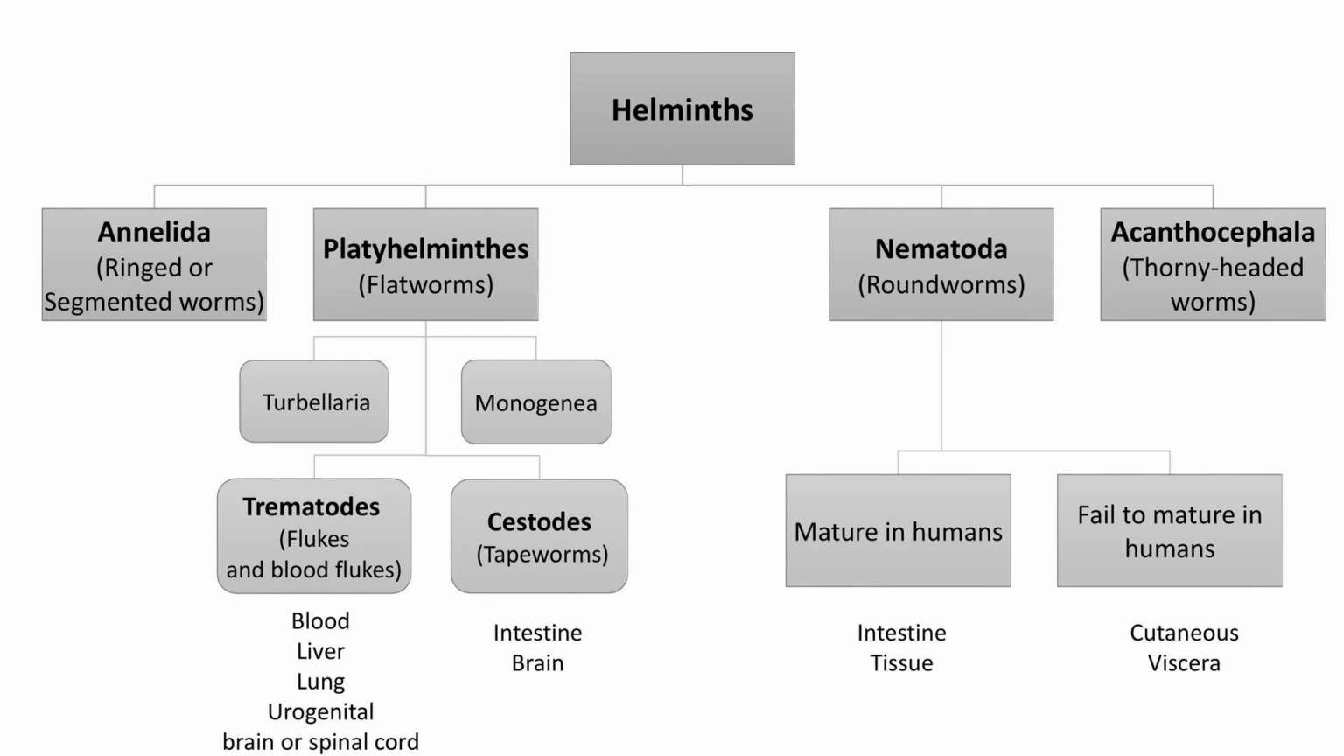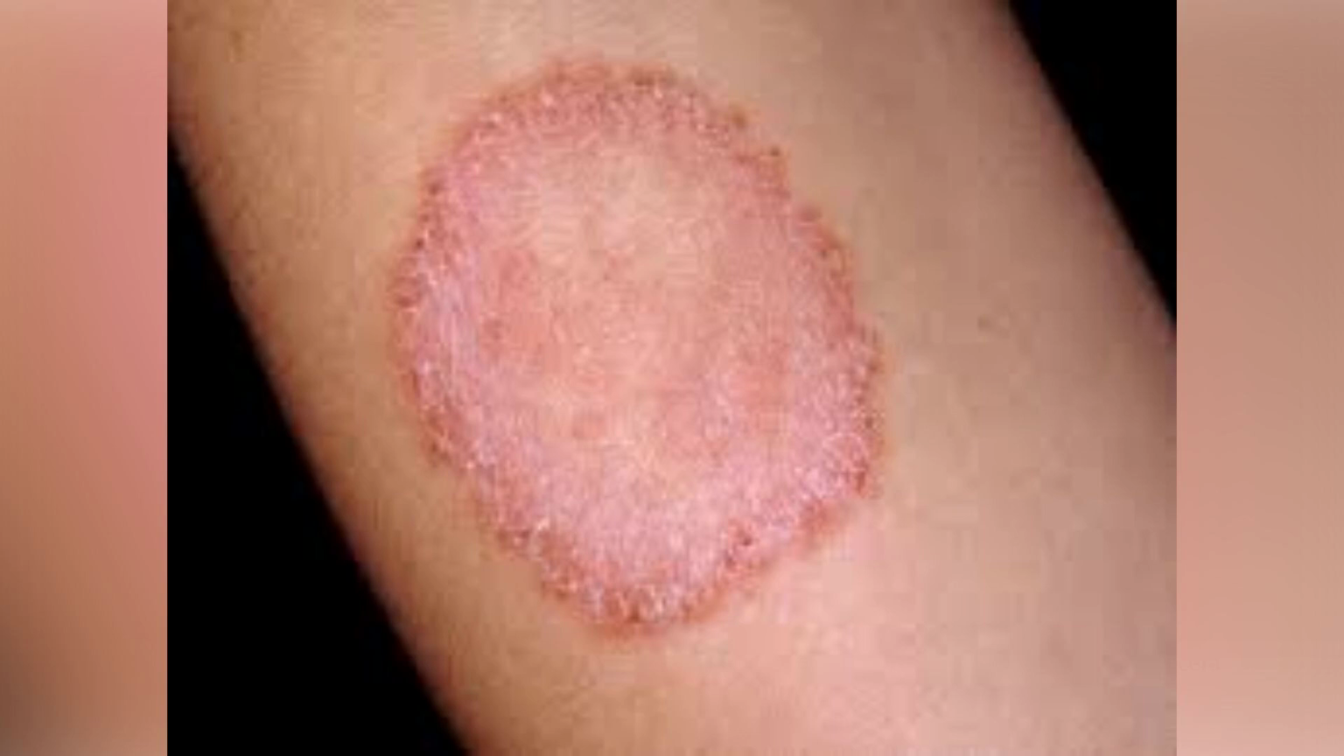Note that platyhelminths or flatworms contain 4 subgroups, including Turbellaria, Monogenea, trematodes, also known as flukes. They infest the blood, liver, lung, or brain. And finally, the cestodes, also known as the tapeworms, and they infest the intestine and brain. Remember, ringworm, or dermatophytosis, is caused by fungi, not a parasitic worm.